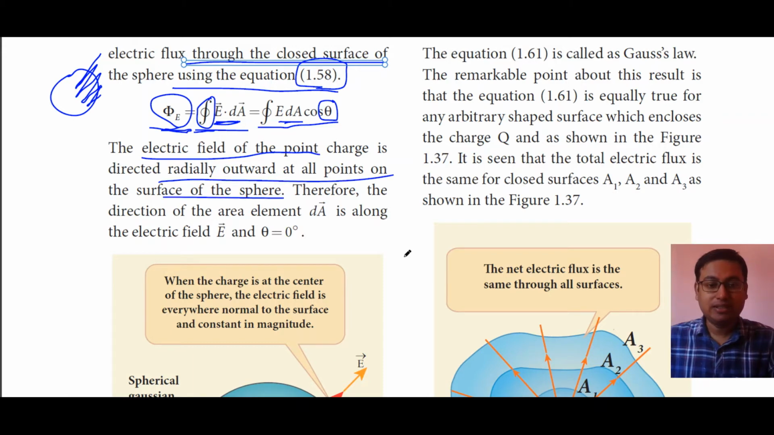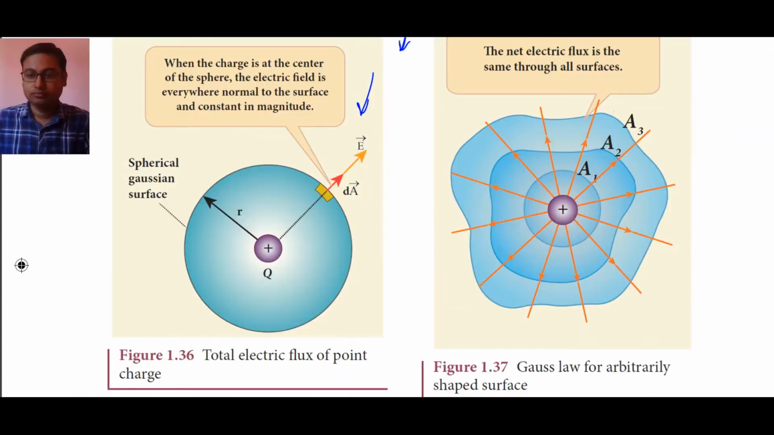We will see a picture given below, in which the electric field is radially outward at every point, whatever the shape and size of the sphere. Therefore the direction of the area element dA is along the electric field E and theta is equal to 0 degree. How has this happened? Let us see in the following figure. As you can see here, the charge is situated at the center of this sphere, and the electric field is everywhere normal to the surface and constant in magnitude.